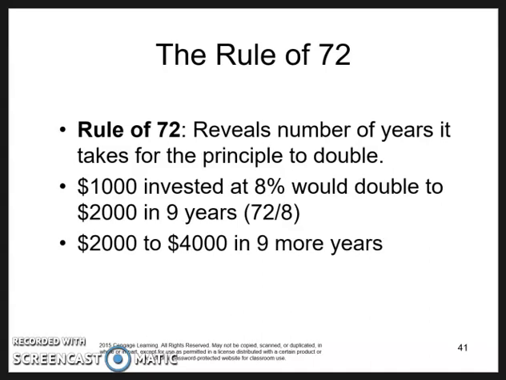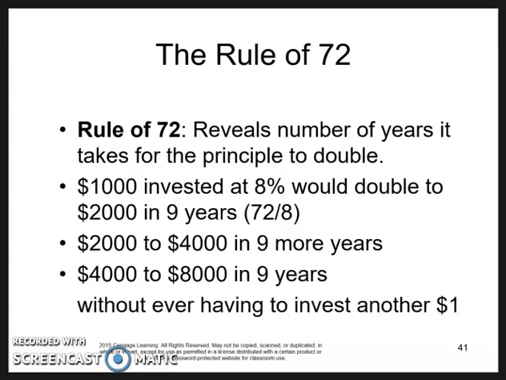So 9 more years, that would double again from 2,000 to 4,000, 4,000 to 8,000. So in 27 years, that money would double two more times, without ever having to invest any more money.